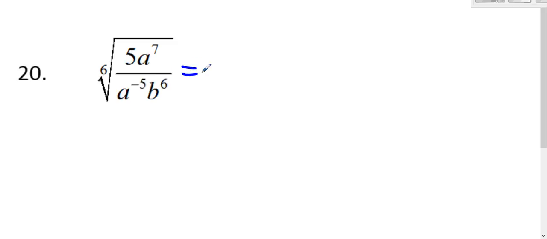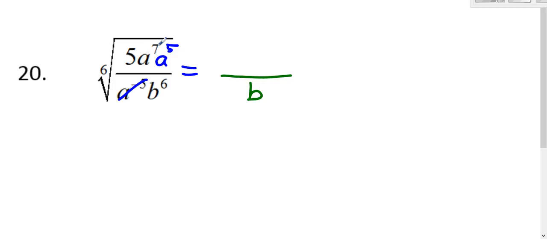For this one, I would start by getting rid of the negative exponent. So the a to the negative 5th, move it to the numerator and change the sign. Make it a positive 5th power. And then we're also going to need to rationalize the denominator. So we have b to the 6th. That's already a perfect power of 6. So we can just begin simplifying. The 6th root of b to the 6th is just b.